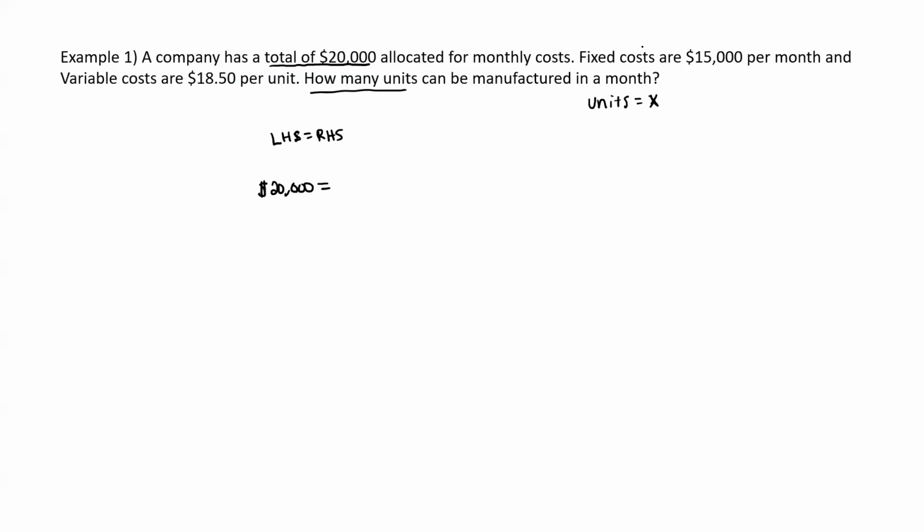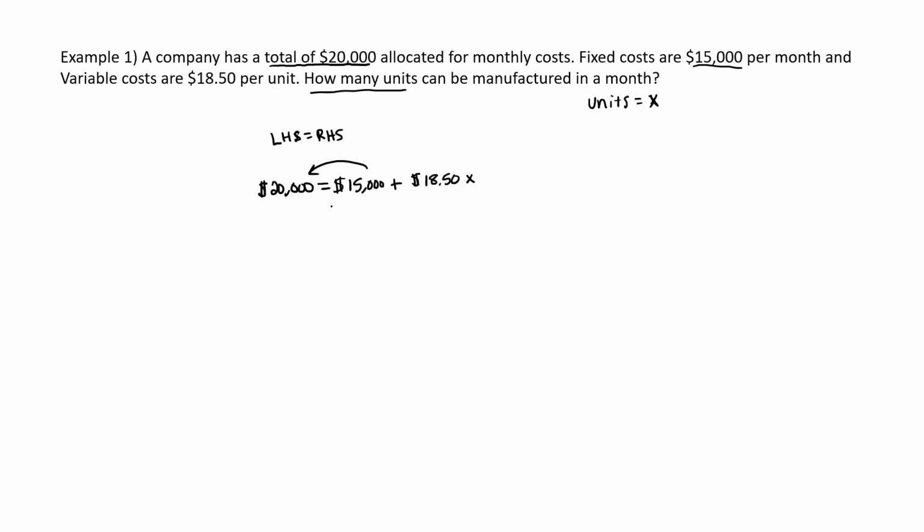So for the right-hand side, you see your fixed costs are $15,000. So you know that's not going to be multiplied by anything. That's $15,000 flat. And next, we have to add the variable costs, which are $18.50 per unit x. So that's plus $18.50 multiplied per unit. So looking back at this, you can see $18.50 per unit plus your base cost of $15,000 is equal to your total of $20,000. So when you look at this, this is just a linear equation. So let's go ahead and solve for x.